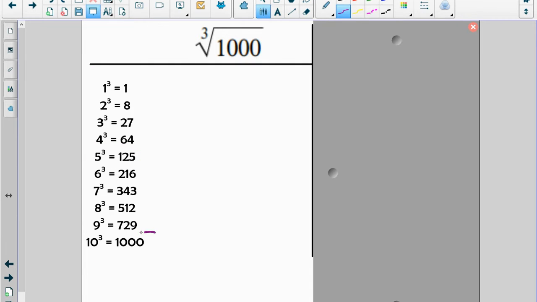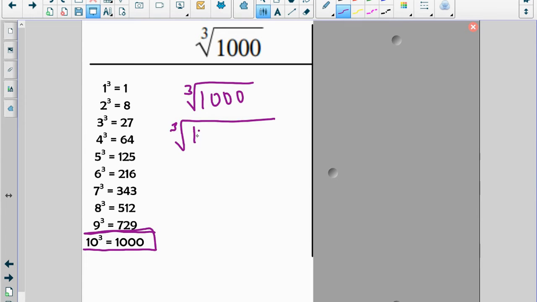But 1,000 happens to be in our list of perfect cubes because it's the result of 10 times 10 times 10. So the cube root of 1,000 is exactly 10. Now I'm going to show this a little bit different way because it's going to help out later. I'm going to write 1,000 as 10 times 10 times 10.